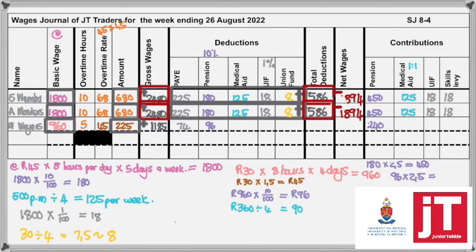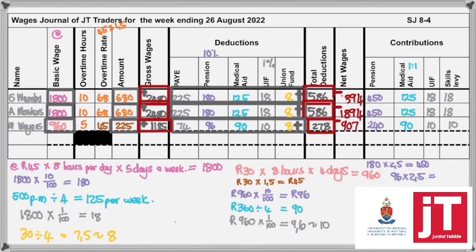Medical aid is the 360 Rand that she contributes per month divided by 4, which gives us 90 Rand. And that is the same for the contribution. UIF, 1% of her basic salary. So 1% is 9.60 Rand. So if you round up, it's 10 Rand for UIF and skills development contribution as well as deductions. And then she also pays union fees. So total deductions is the 278 Rand to get her net wage of 907 Rand.